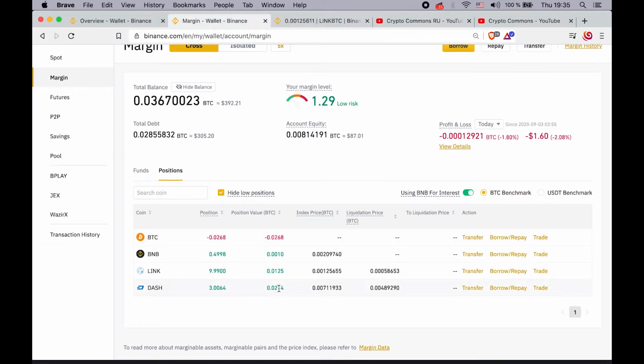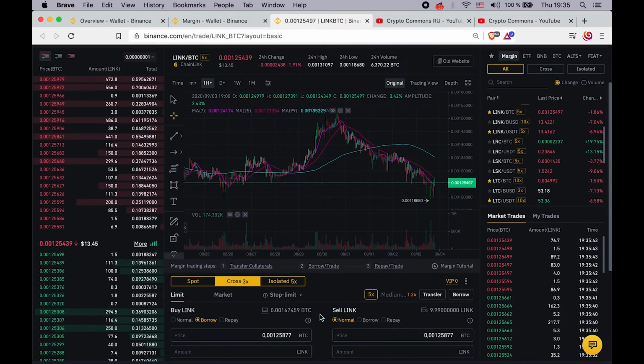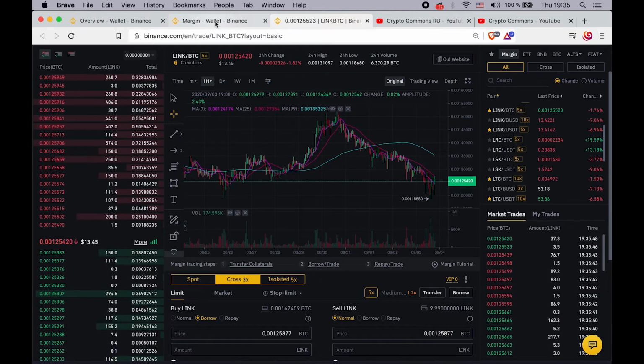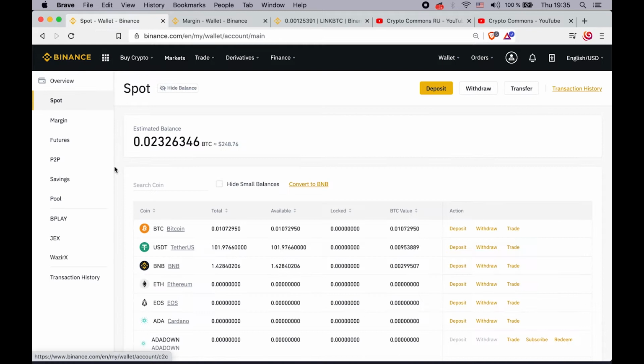So we need to watch our liquidation price carefully because we are at 5x leverage now. If the market goes 20% against us, it means we'll lose almost all of our funds in this account. Again, disclaimer: margin trading is only for experienced traders who understand what they are doing.